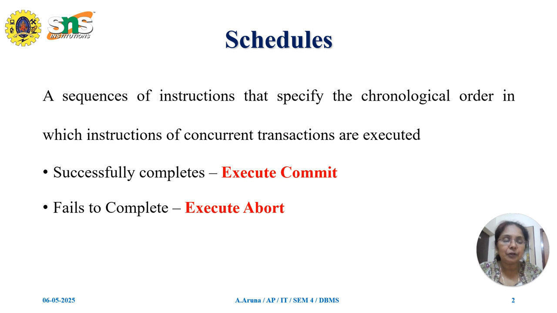While executing the schedule, you can come across two cases. One is successfully completed, another is failed to complete. It is successfully completed once a commit statement has been executed by the transaction. Otherwise, if there is any failure, your transaction automatically executes an abort or rollback statement. Through that, the transaction fails and a notification message is sent to the user. Automatically the page is moved back to your home page.